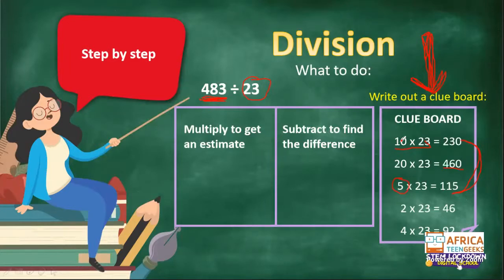you just add a 0. 20 times 23, you double the answer. 5 times 23, you halve your first answer, see? And then with 2 times 23, you just double 23. There we go, 46. And then I just double it again and I get 92.